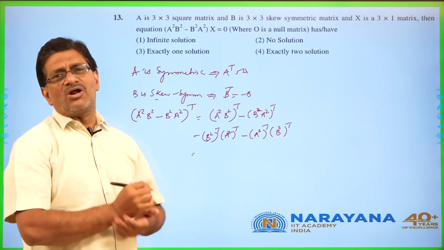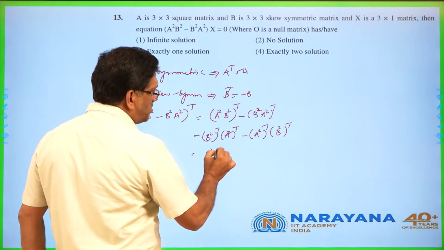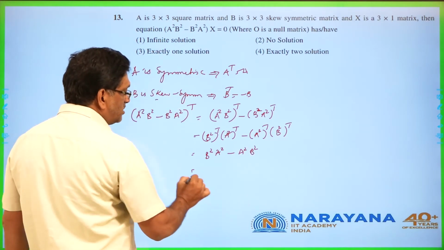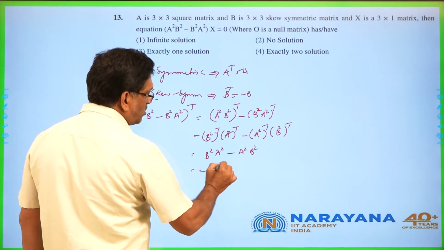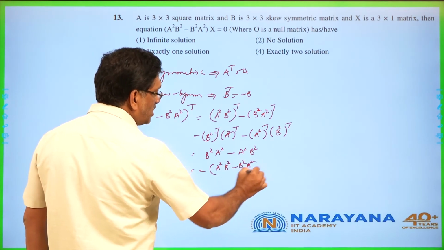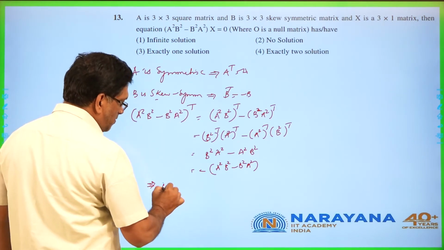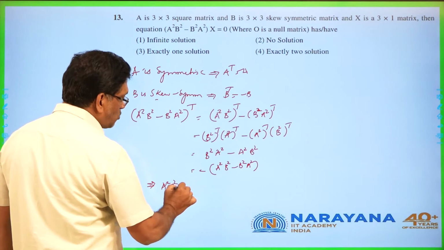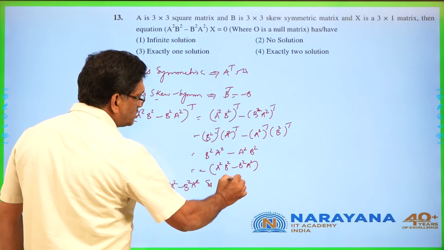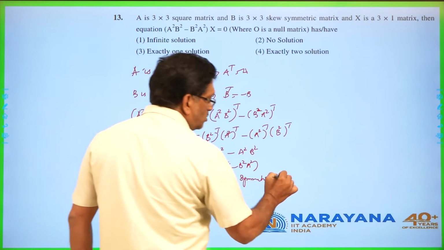This you can write B transpose whole square. Since B transpose is minus B, this you can write B square A square minus A square B square. This is minus of (A square B square minus B square A square). So this is equal to minus, implies A square B square minus B square A square is skew symmetric. So skew symmetric.